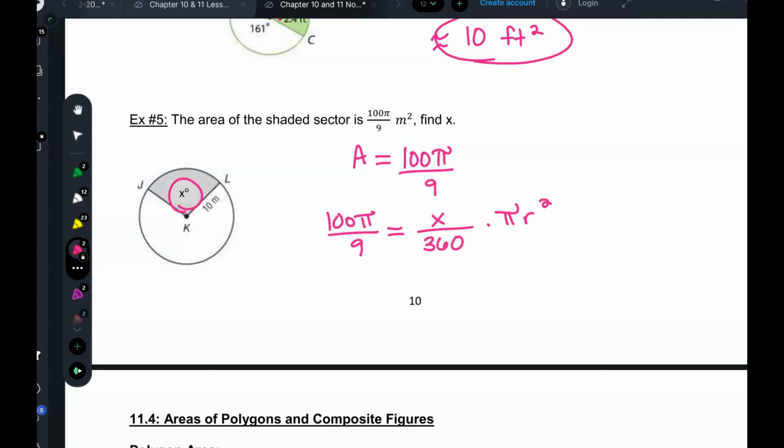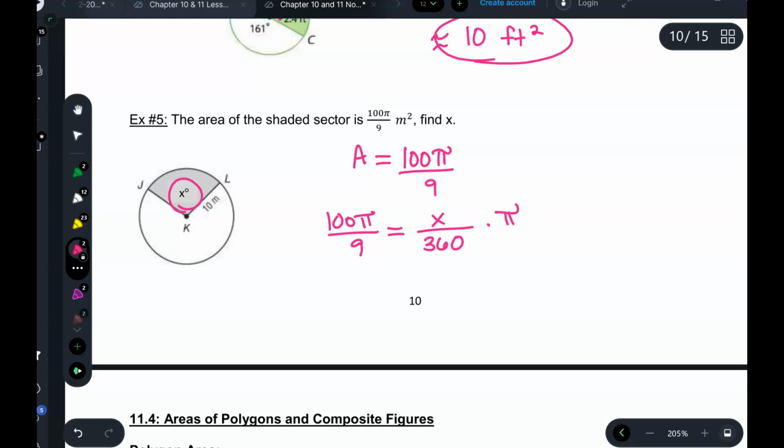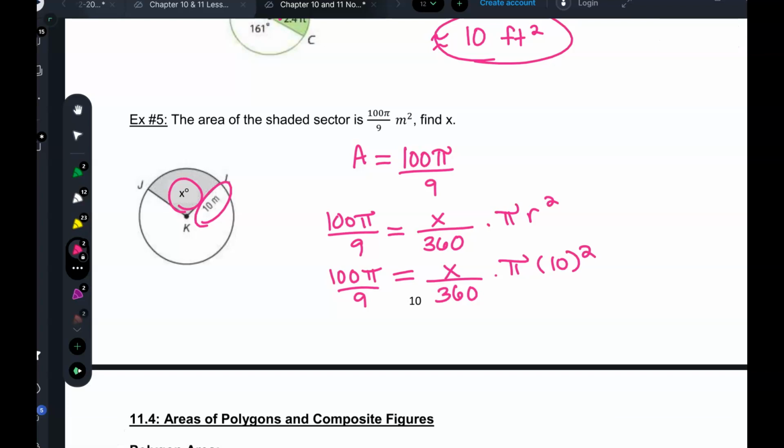Divided by pi. Well, the radius is 10. Oh, sorry, not the radius. You're right, we have the radius. The radius is 10, we're finding x. So let's see. 100 pi over 9, x over 3. Cross multiply. 9x equals 36,000. Okay, how do we get rid of all those numbers and isolate x?